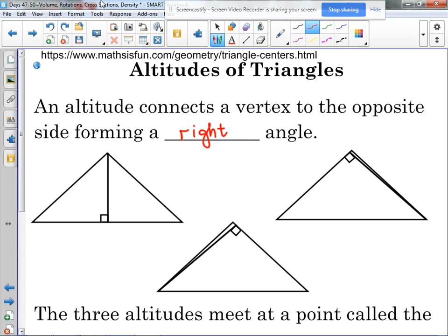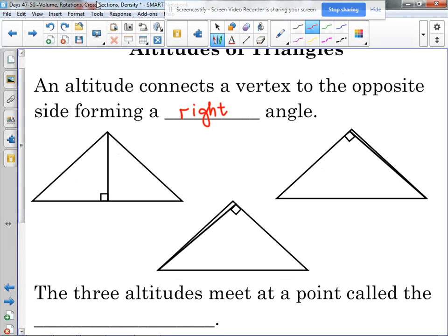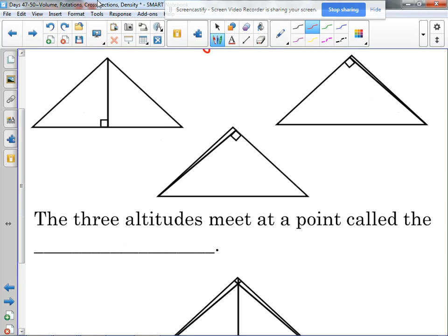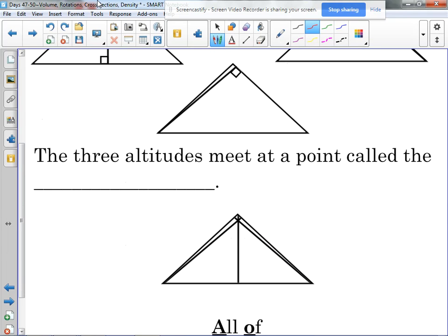You can connect each vertex to the opposite side with a right angle. So that is what I'm showing there in those. That's the same triangle. I'm just showing the 3 different altitudes there. Now, if I put them all on one picture, the 3 altitudes meet at a point. So notice they all 3 intersect in this triangle. It's very close to the peak there.